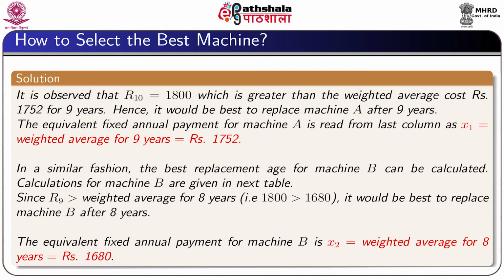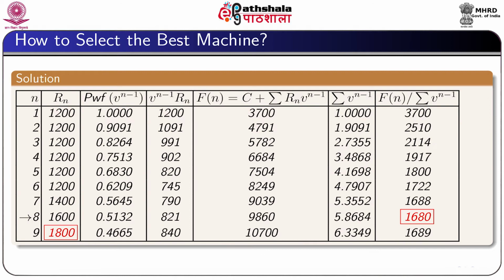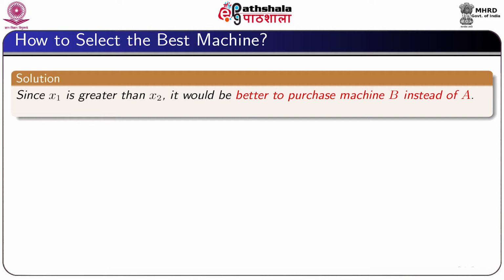And from the table, we see that R9 is greater than the weighted average for 8 years. Therefore, it would be best to replace machine B after 8 years. The equivalent fixed annual payment for machine B is X2, which is equal to the weighted average for 8 years and which is equal to rupees 1680. Since X1 is greater than X2, it would be better to purchase machine B instead of A.